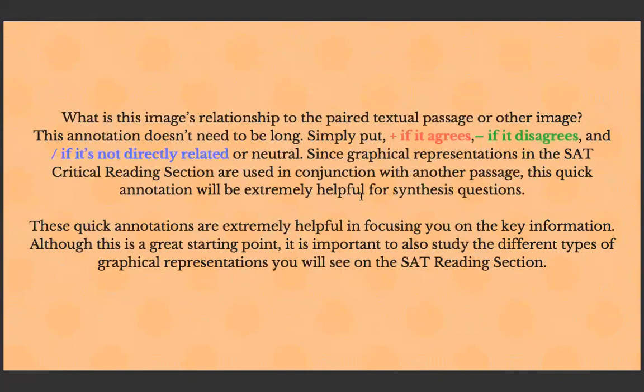So what is the image's relationship to the paired textual passage or the other image? This annotation does not need to be long. In fact, long is bad. Remember, we need to do this with some degree of speed. So simply put, if it agrees, put a plus sign. If it disagrees, put a negative sign or a minus sign. And if it doesn't relate, just put a slash mark to say that it's neutral. Okay, so plus if you agree, minus if you disagree, and slash if it's not related or it's neutral.